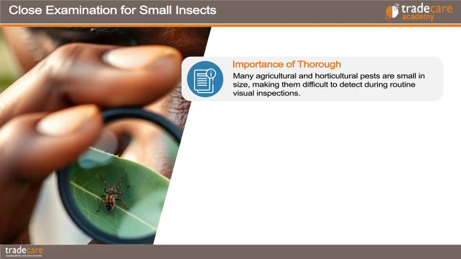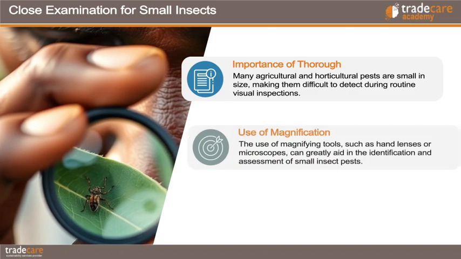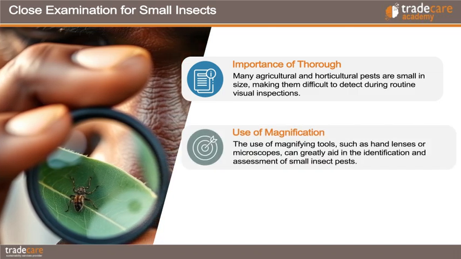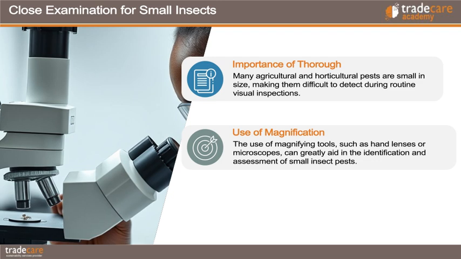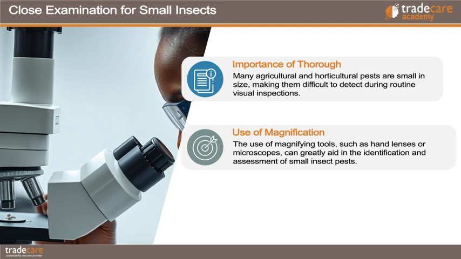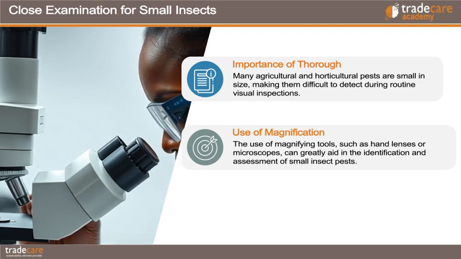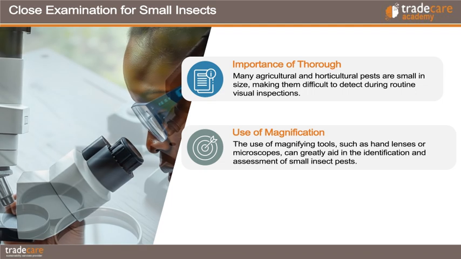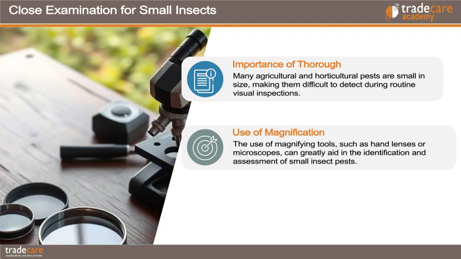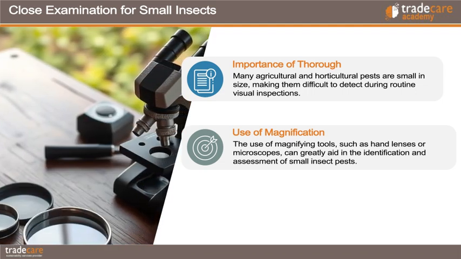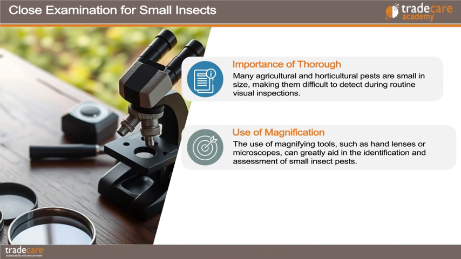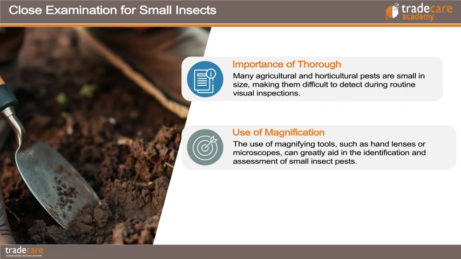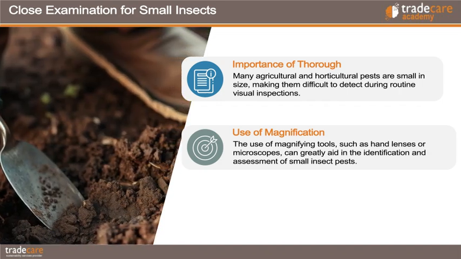Next, use of magnification. Utilizing magnifying tools, such as hand lenses or microscopes, can significantly aid in the identification and assessment of small insect pests. These tools allow for a detailed examination of the insect's physical characteristics, which is crucial for accurate species identification.